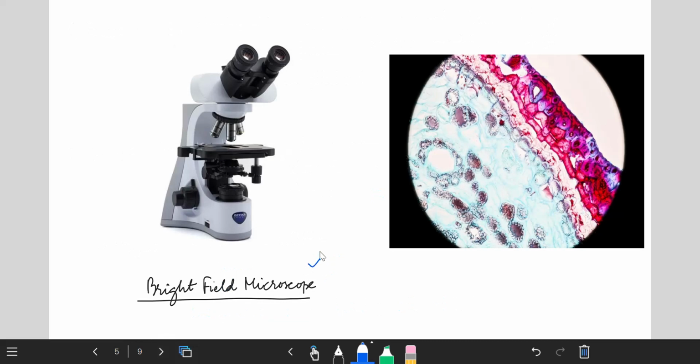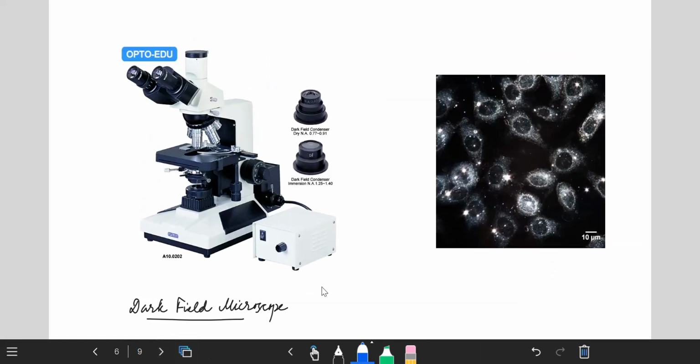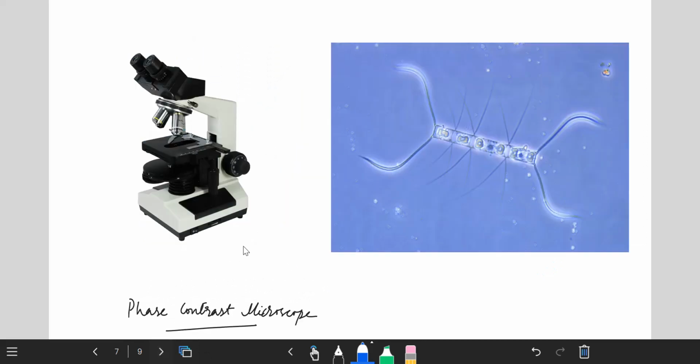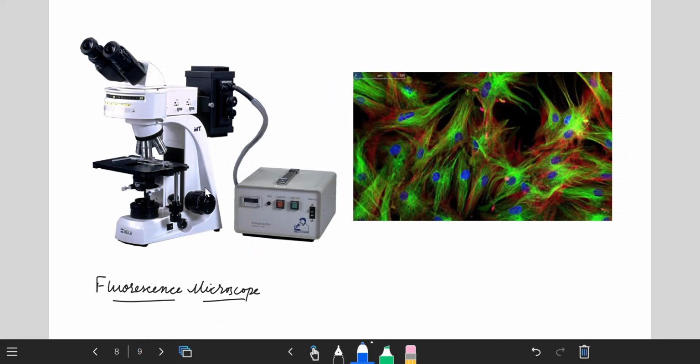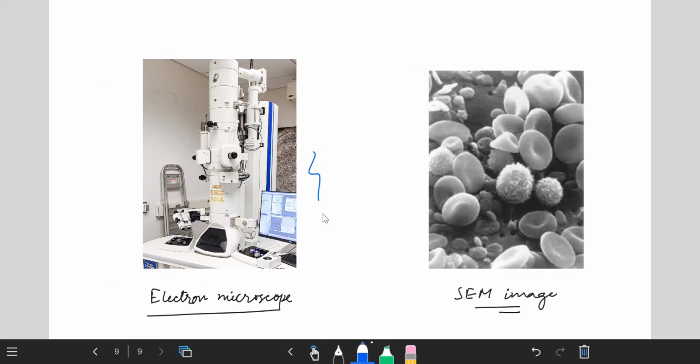So this is bright field microscope, and the image created under bright field microscope looks like this. This is the dark field microscope. Image is this. This is phase contrast microscope, and the image will look like this. This is fluorescent microscope. Fluorescent dyes are used here. The image will look like this. This is electron microscope, and this is the surface view of red blood cells. You can see the same image in scanning electron microscopy.